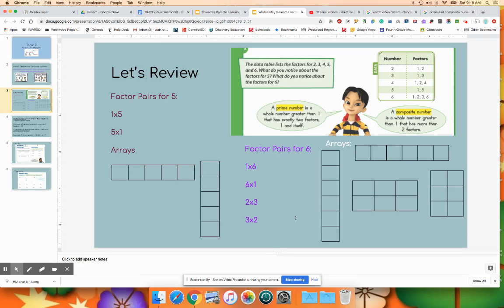If you look at all the factor pairs for 6 and the arrays that go with them, so 1 times 6, 6 times 1, 2 times 3, 3 times 2. Notice you have a greater number of arrays in a composite number. Not just 2 arrays. So that's another way for those of us who are more visual and need to see the concept a different way.